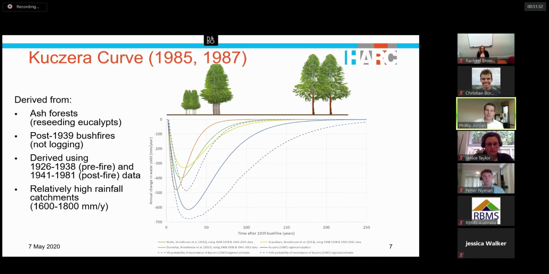You can see, though, that even in George Kazira's original curves, there's a considerable degree of uncertainty in those water yield curves. Having said that, there's definitely a significant effect. So that peak reduction in water yield of somewhere between 400 and 600 millimetres a year obviously amounts to a significant amount of water across a forested catchment.